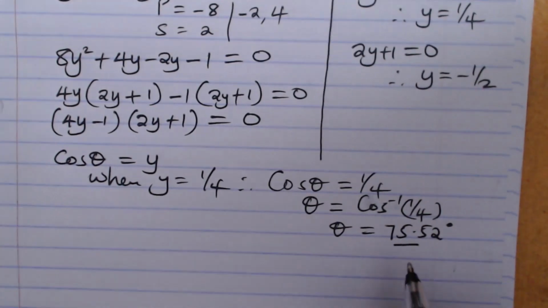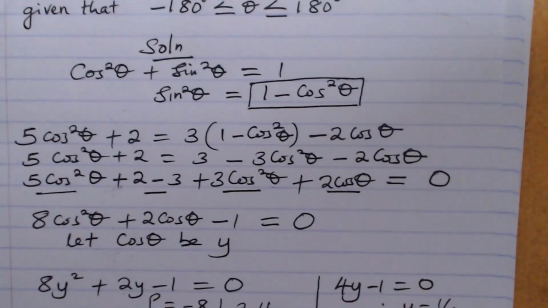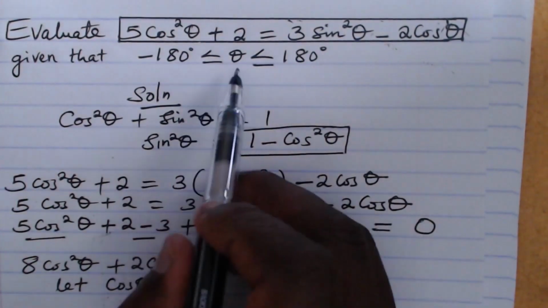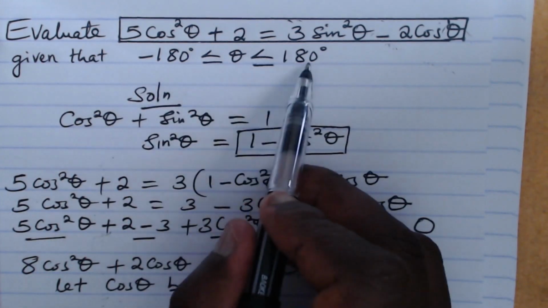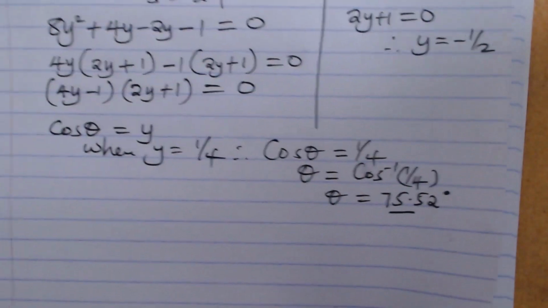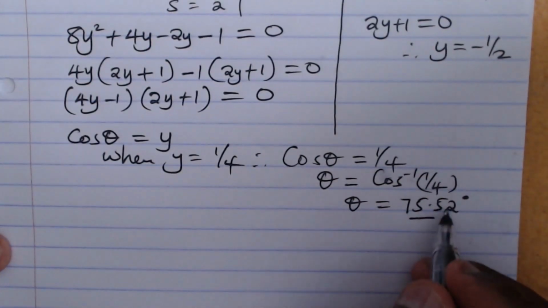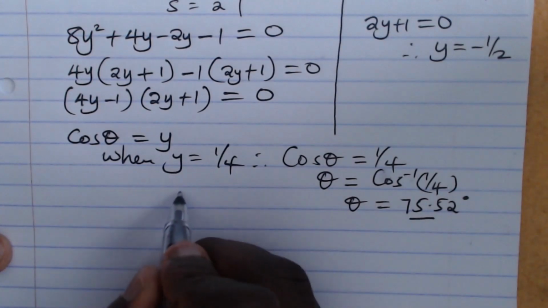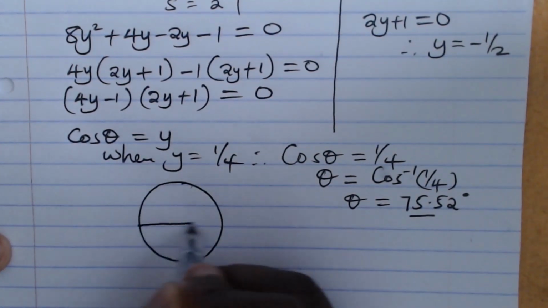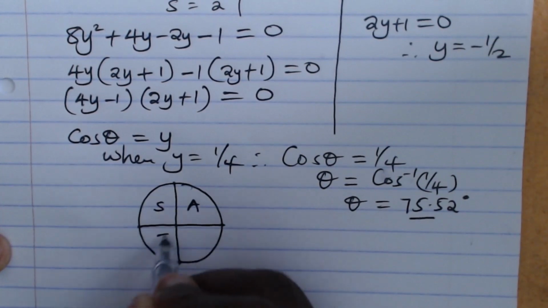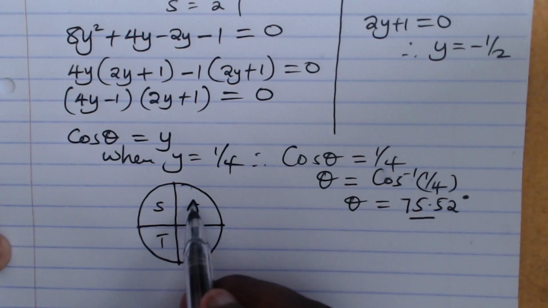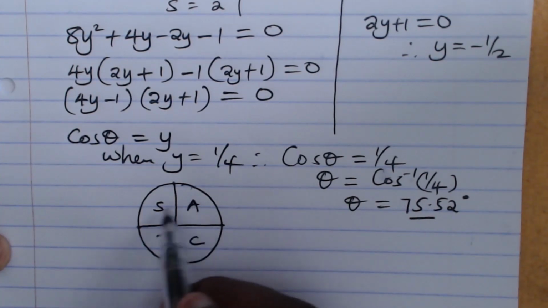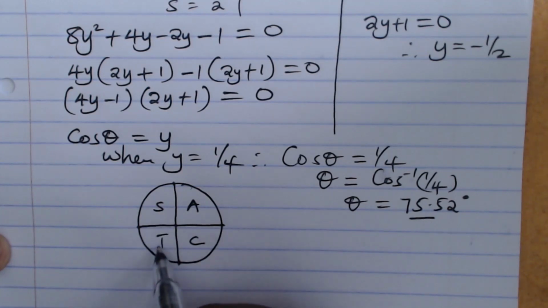Remember the range that you're given in the question, don't forget it. Our solution should be such that theta is greater than or equal to negative 180, and less than or equal to 180. That is very important. So using this 75, do we still have another angle? Now on the negative side, you just need to remember the unit circle where we have "all students take coffee". You know what this means: in the first quadrant, all the trigonometric ratios are positive, that is sine, cosine, and tangent. In the second quadrant, sine is positive. In the third quadrant, tangent is positive. In the fourth quadrant, cosine is positive.